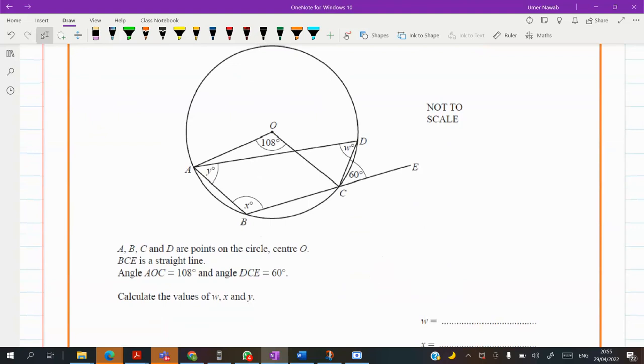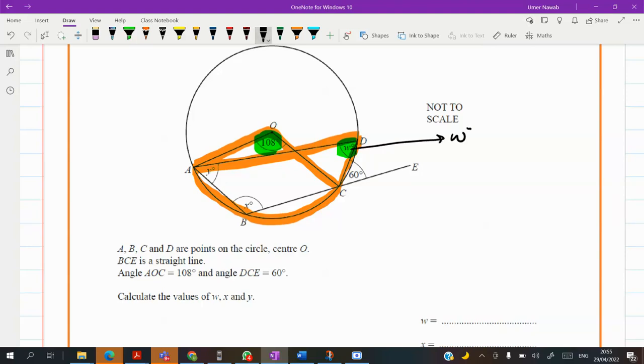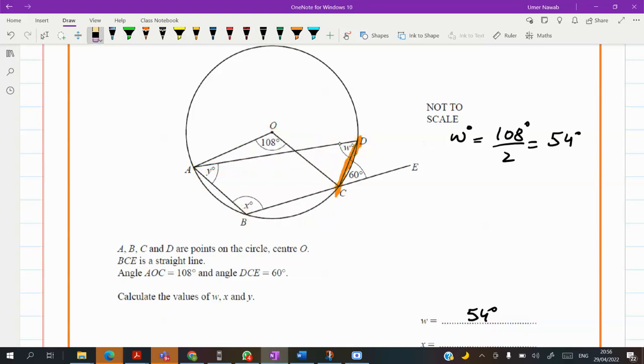In this question, guys, I can see the central angle. This is the central angle, and the same arc is making an angle at the back. The relationship of the central angle and the angle at the circumference, we know that this angle W will be half of 108, which is 54. So we found W is 54. After finding this, let me erase everything and write here 54.